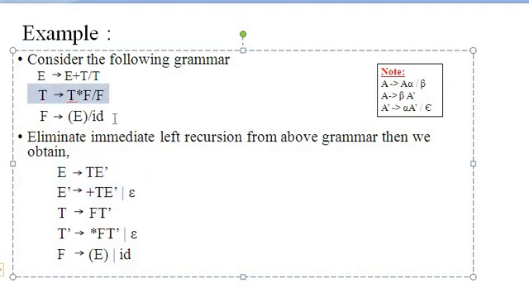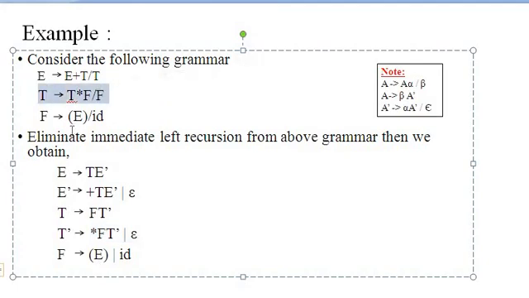Then remove it from this line. T gives T star F or F. Again compare this with A gives A alpha or beta. Here your A is T, your alpha is star F and your beta is F. So A gives beta A dash, so T gives F T dash. Next, T dash gives star F T dash or epsilon.